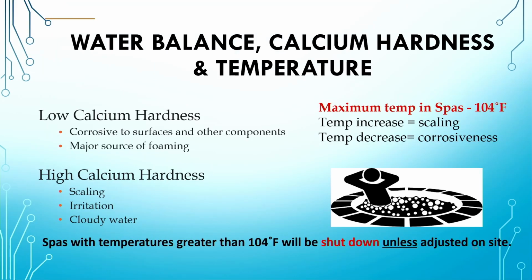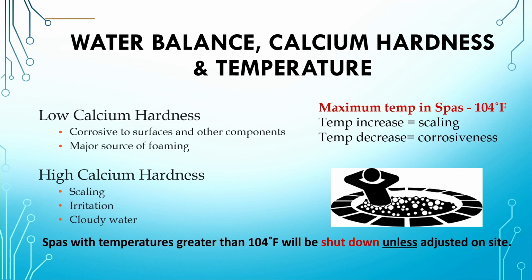Total hardness is the sum of calcium and magnesium dissolved in the water. In spas, the easiest way to treat it is with water replacement, because it drops out of solution easily and is less soluble with temperature increase. Water softeners may reduce the hardness as well, or a sequestering agent may help prevent scaling. Low calcium hardness is corrosive to surface and other components and is a major source of foaming. If the calcium hardness is high, it can cause scaling, irritation, and cloudy water.